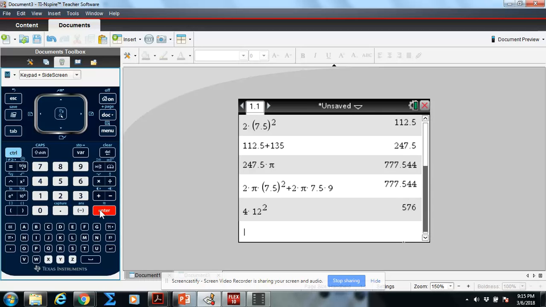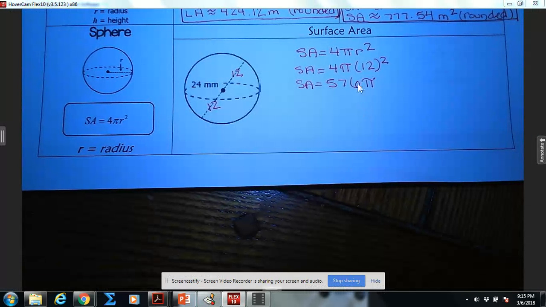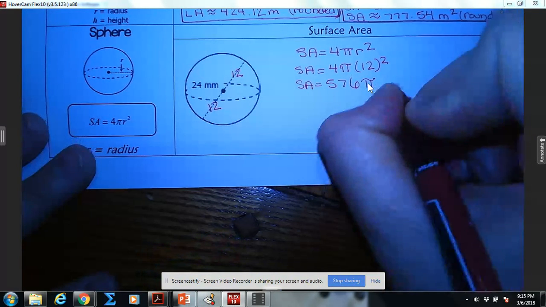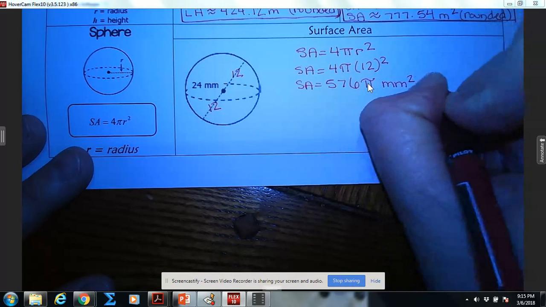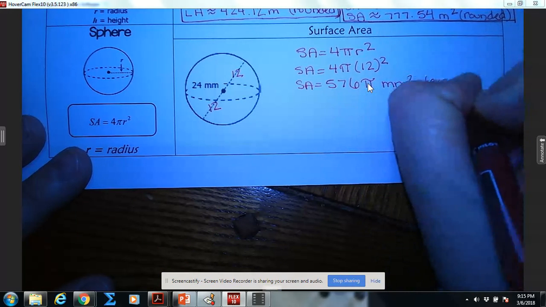576 still has pi attached. Be careful there. You've multiplied 4 times 12 squared, and the pi is still there. So that is an exact value. Pi is still in the number.